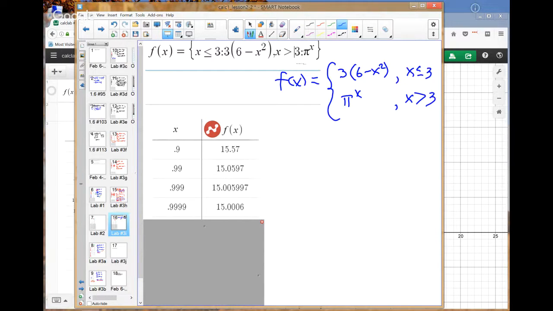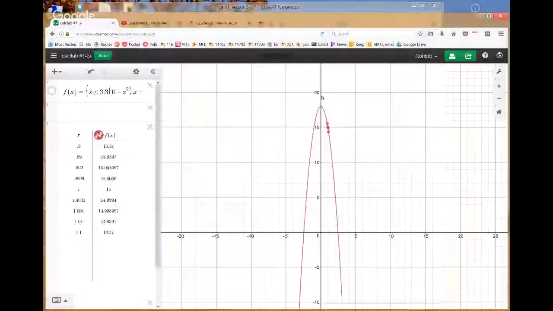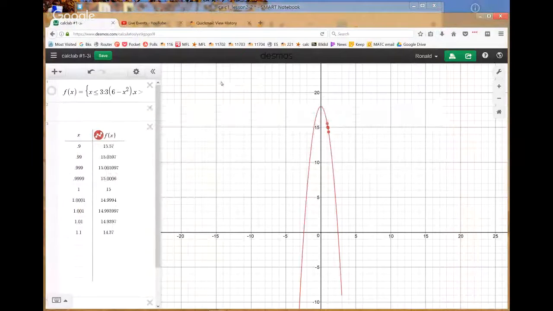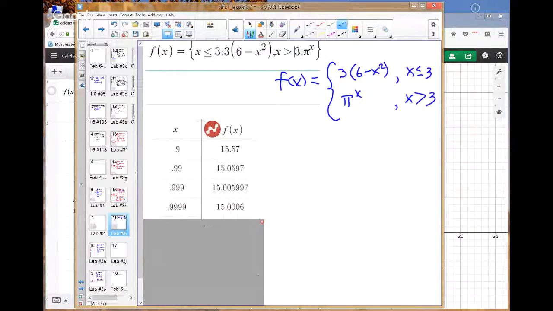So we literally have two pieces here. I'm not sure you can see that real clearly. I didn't have a chance to do that one manually. But now let's take a look. On one side we have a parabola. You can see that. And what is this? Pi to the x. Well, pi is a constant, and a constant to a power, like 3 to the x, is an exponential function.